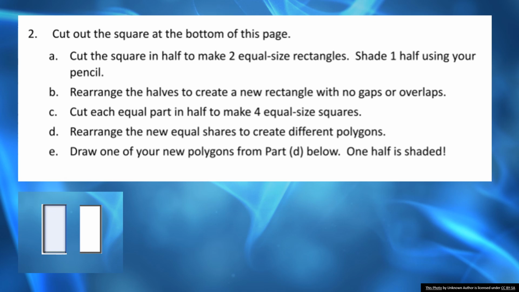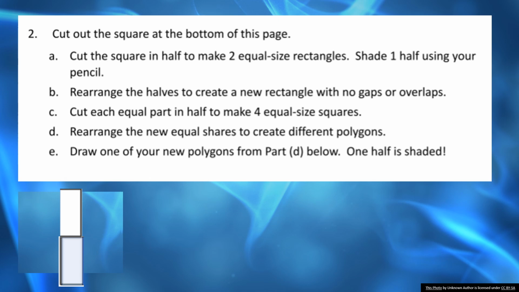Now we need to rearrange that so that we have 2 rectangles that make a new rectangle, right? With no gaps, no overlaps, which means they have to be touching. So let's do that now. How could we do that? Well, when I do it, mine's going to look something like this. Okay, so mine looks like that. All right, I just stacked it right on top of each other.